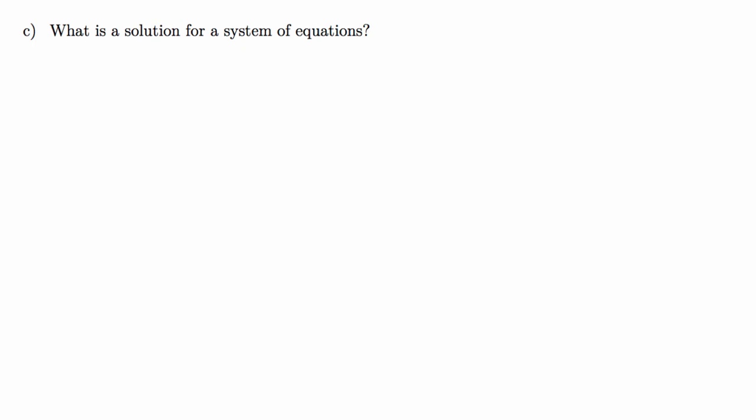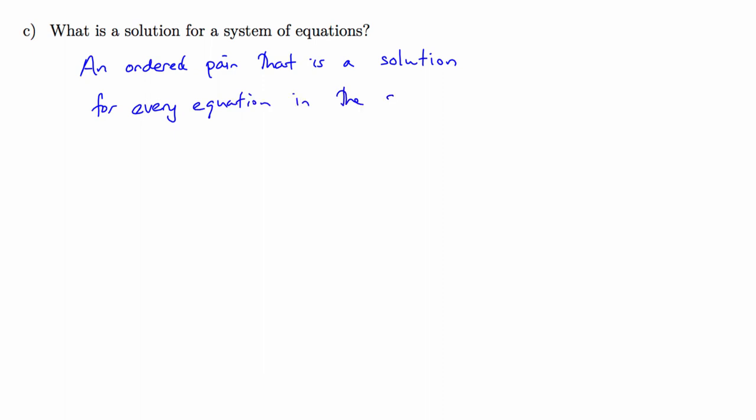This brings us to part C. What is a solution for a system of equations? From the perspective of a system of linear equations in two variables like we're working with here, a solution for a system of linear equations in two variables is an ordered pair that is a solution for every equation in the system.